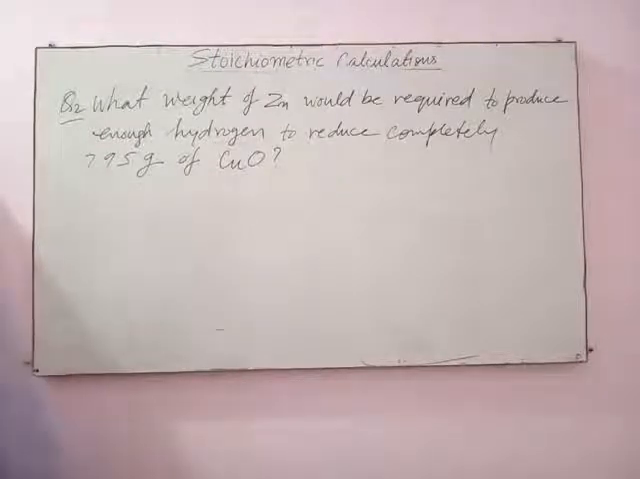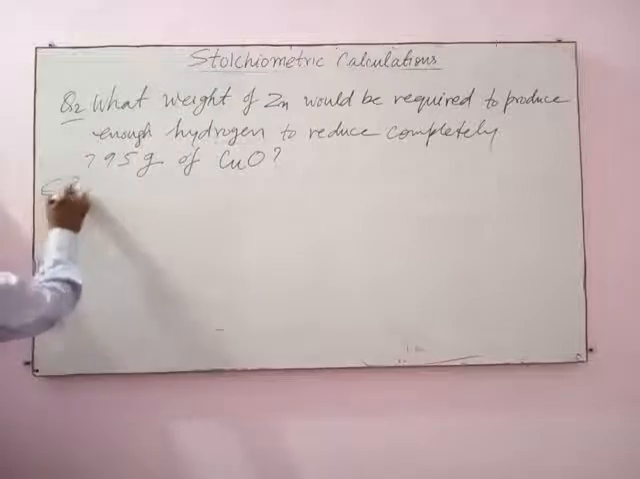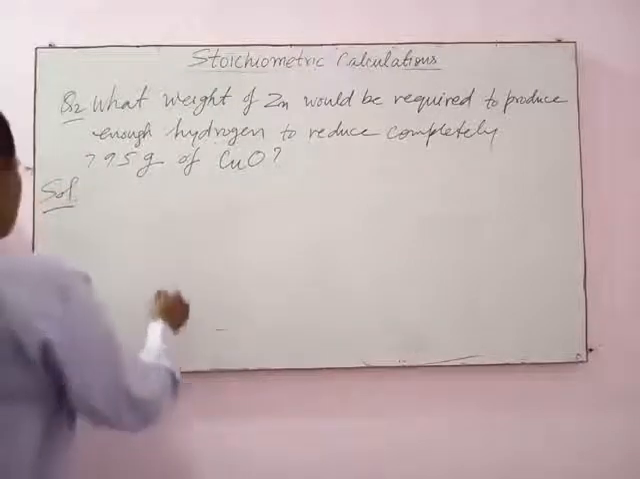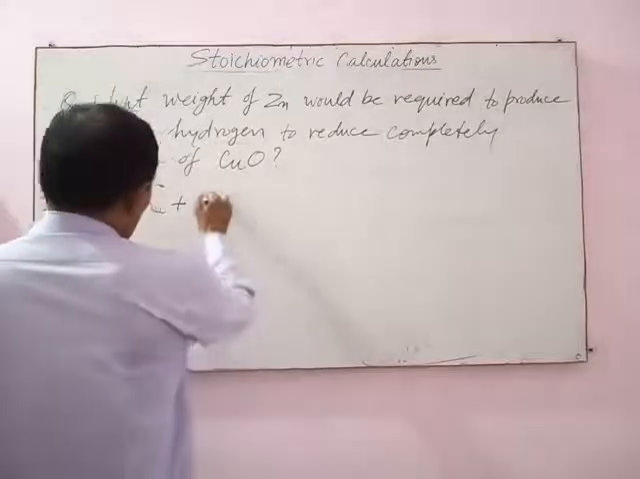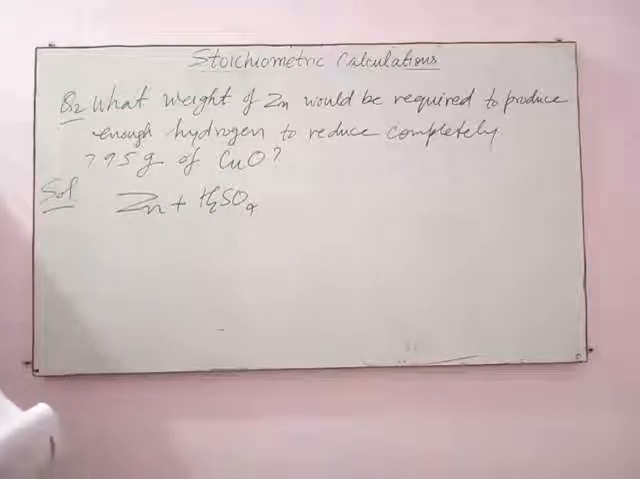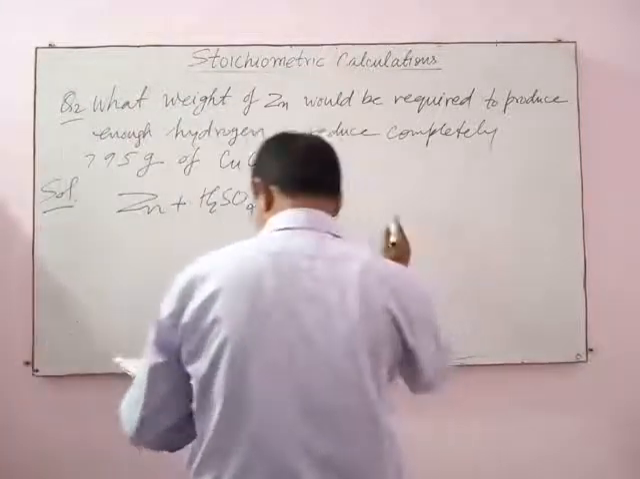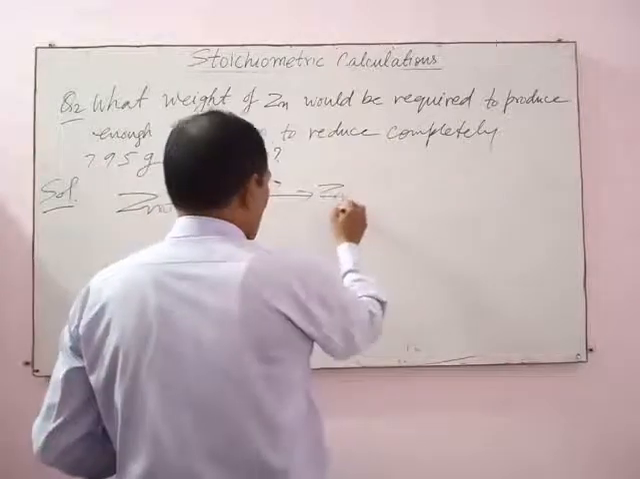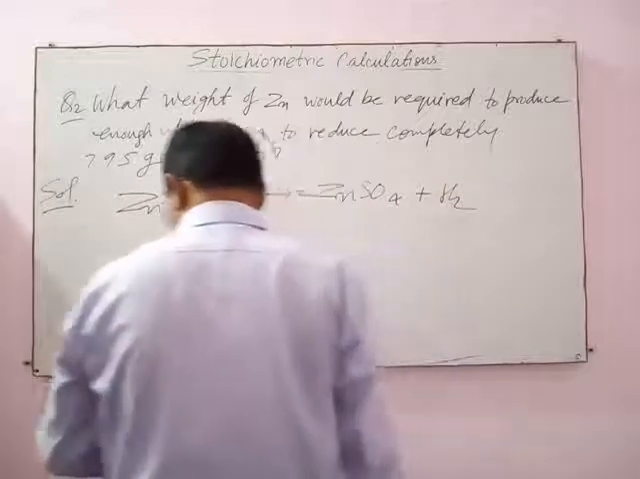For this question, first of all, write the balanced chemical equation for this reaction, and this equation is Zn plus H2SO4. Zn is an active metal which reacts with acid to give salt and hydrogen gas: ZnSO4 plus hydrogen gas.